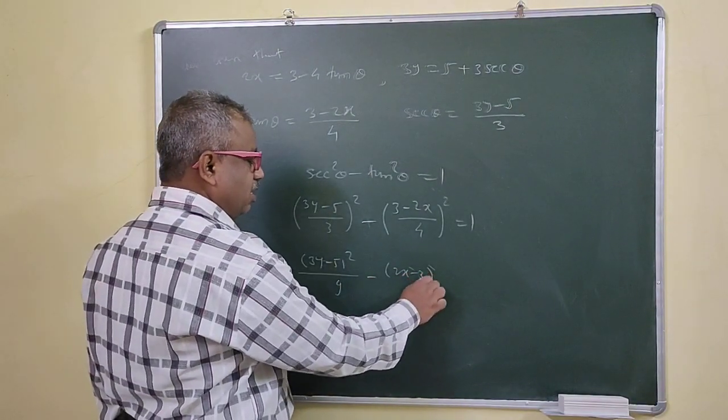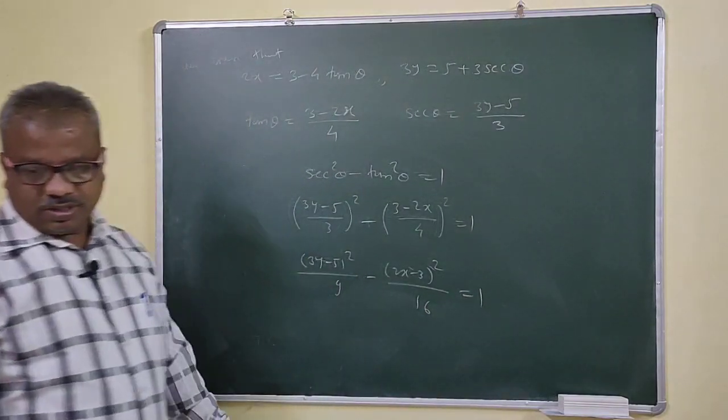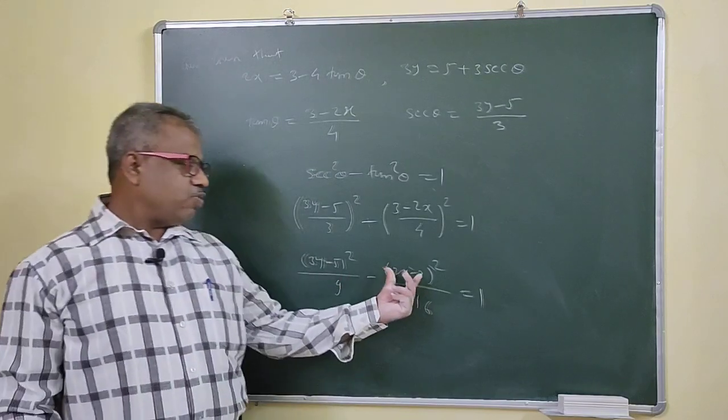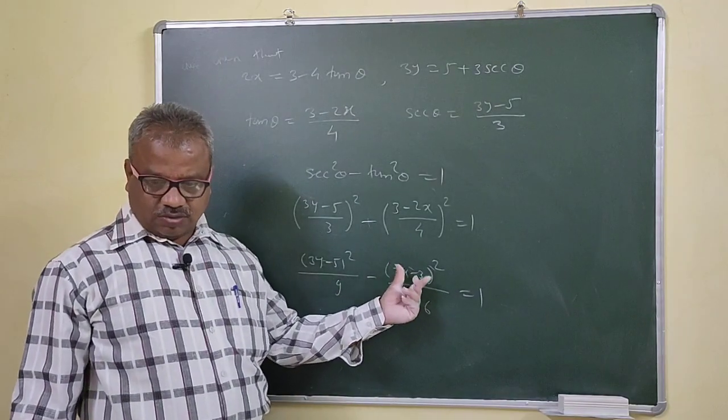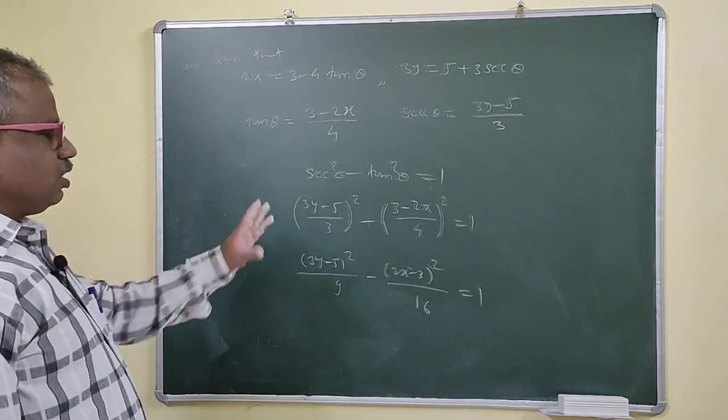2x minus 3 whole square upon 16 is equal to 1, right? So keep it as it is now. If you are not able to write 2x minus 3, don't write this. This is 3 minus 2x, right? As it is, you may write this. So this is your required relation.